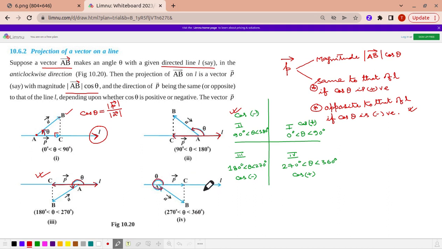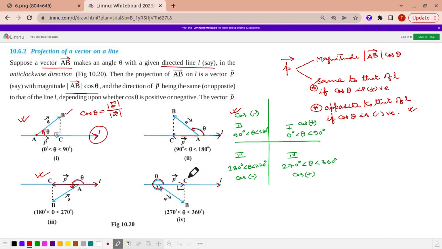Okay. And here what we get, dear students, is that the vector P is in the same direction as the vector A. If you look from the projection point of view, the same way I explained for the first case, if you look into this right angle triangle ACB, right angle at C, you see that we get the direction of the vector P and the direction of the directed line L are in the same direction.